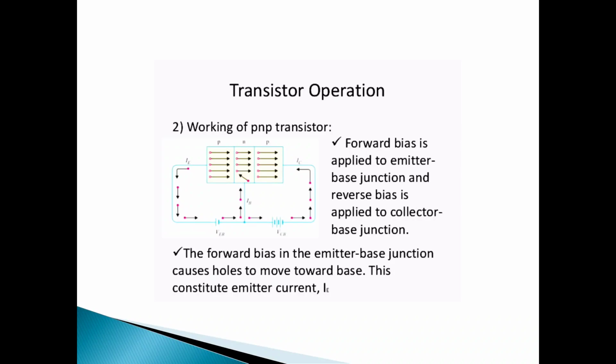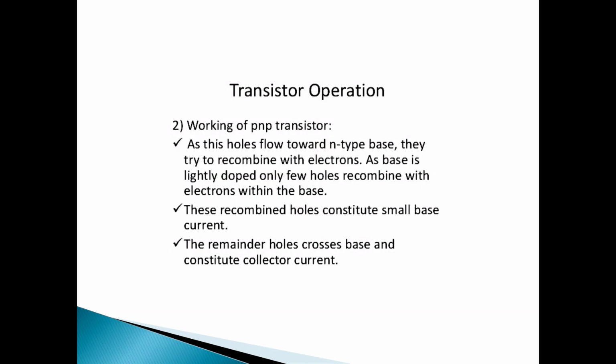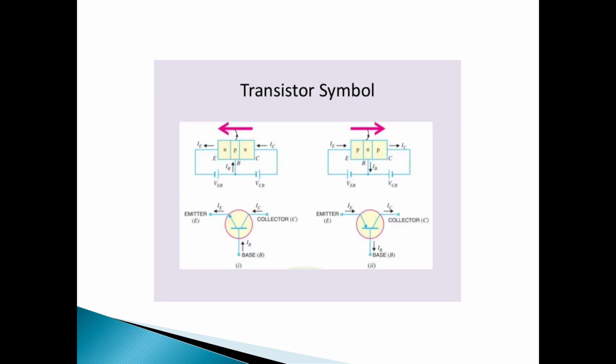Similarly, for the PNP transistor, the working phenomenon is the same. Here, the majority carrier holes are repelled by the positive of the battery and move from the emitter region to the base region. Few of the holes will recombine with the electrons. The rest of the holes will move towards the collector region, which on reaching the collector will be attracted by the negative of the battery and move across the circuit to produce the collector current. And so the emitter current and the base current will be produced. The current relationship remains the same, that is IE equals IB plus IC.